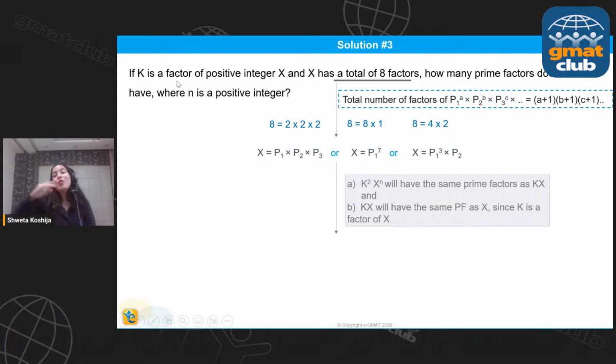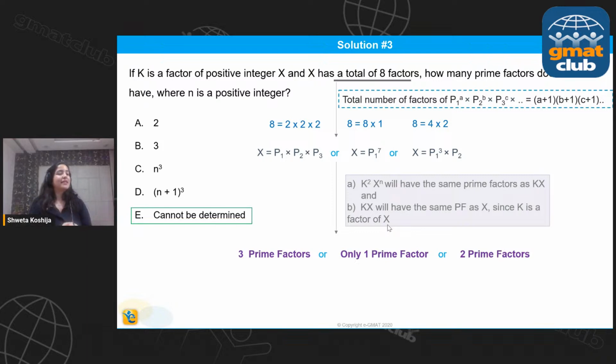See, the unknown that there was, okay, I don't know if it's adding anything new or if it's already a part. This time you know it's already a part. It's already a factor. So k is not going to add anything new. Therefore, kx will have the same prime factors as x. So overall, this k squared x to the power n, whatever they were asking, it's actually as simple as just saying, give me how many prime factors x has. And as you just saw, it has 3 or 2 or 1, and therefore the answer is E.